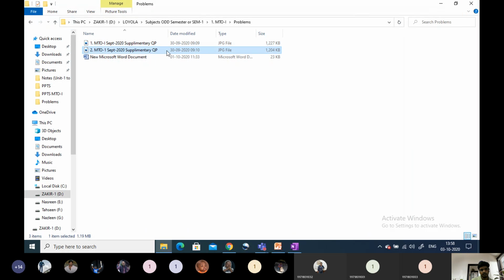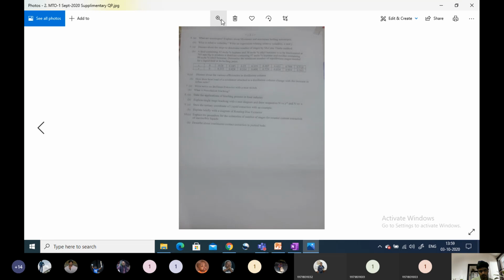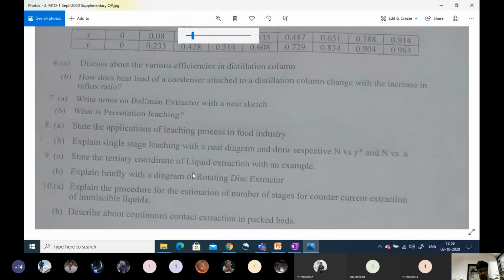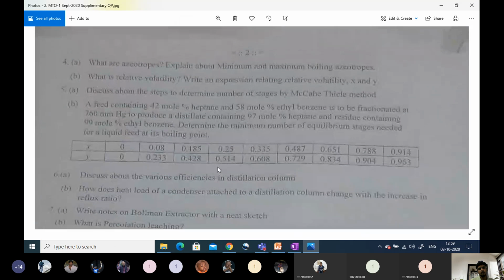In the distillation, one problem was there where some data was missing, in the McCabe method, they asked. So if you see in distillation, what are azeotropes? Explain minimum and maximum boiling azeotropes. You have to explain through Raoult's law what minimum and maximum boiling azeotropes are. We covered this topic. And what is relative volatility?